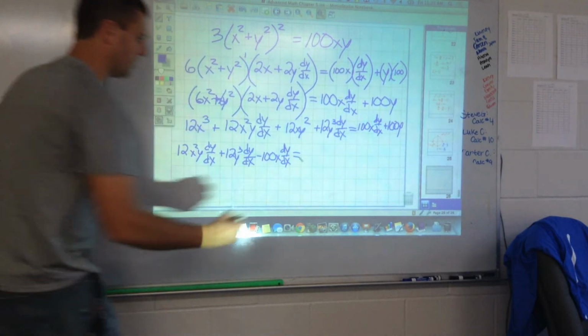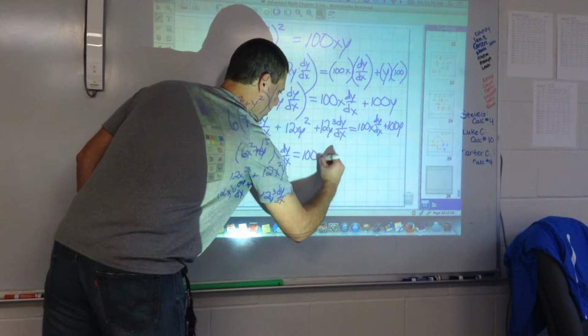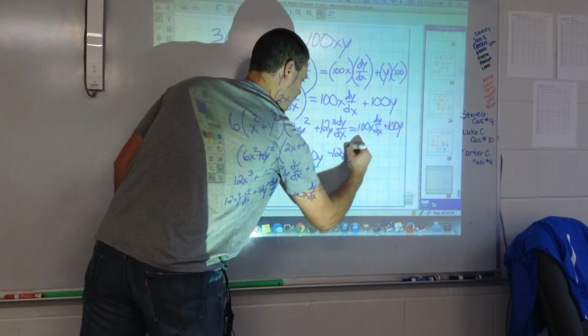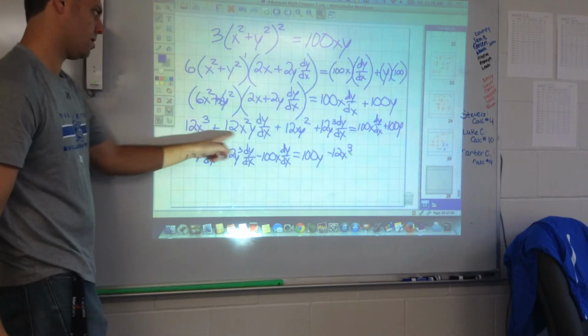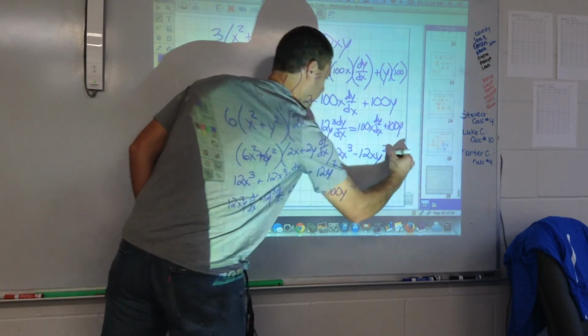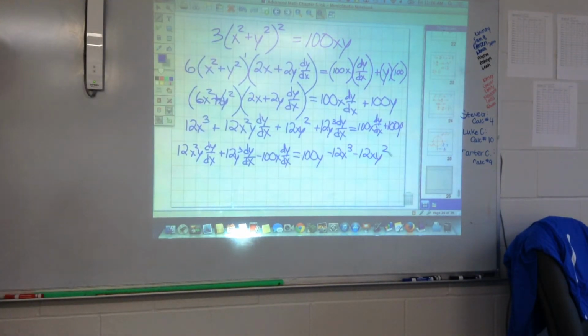On the other side, you'd have the 100y minus 12x cubed minus 12xy squared. Interesting. I'm going to change that, because then there are fewer numbers.